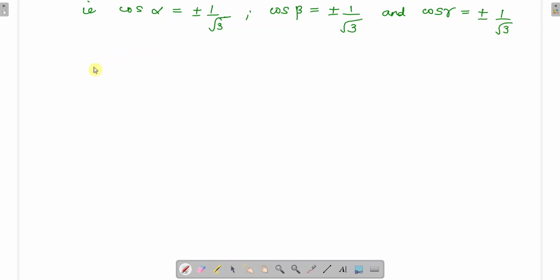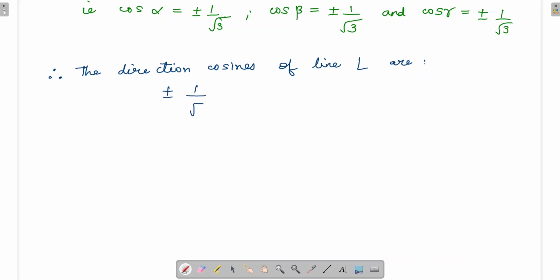Okay, so therefore the direction cosines of line L are plus or minus 1 by root 3, plus or minus 1 by root 3, and plus or minus 1 by root 3. Okay, so this is the answer.